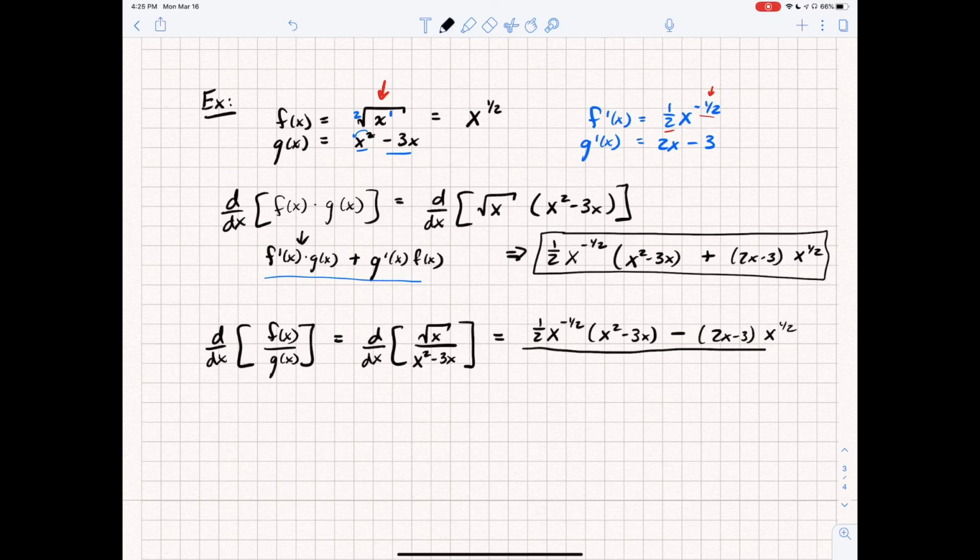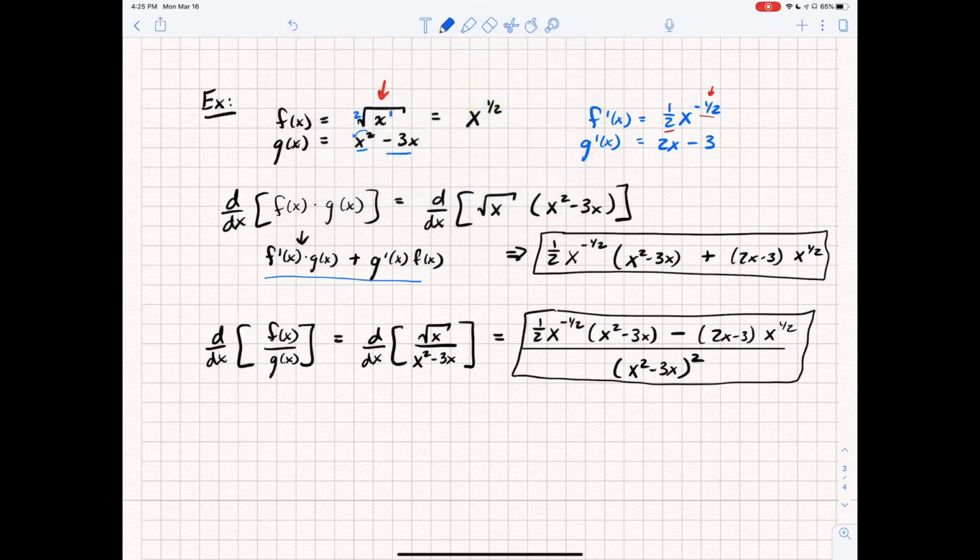And for the quotient rule, this is all over the original bottom squared. So my g, x squared minus 3x, squared. And we can leave this. We will not simplify this any further. That's it. So don't be tempted. Right here, I'll highlight it. x squared minus 3x, x squared minus 3x.